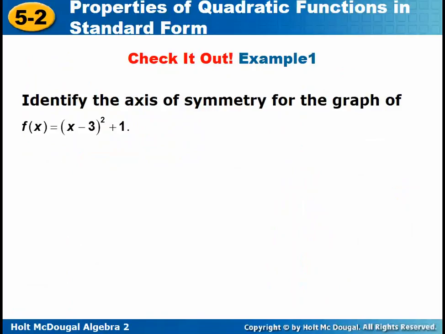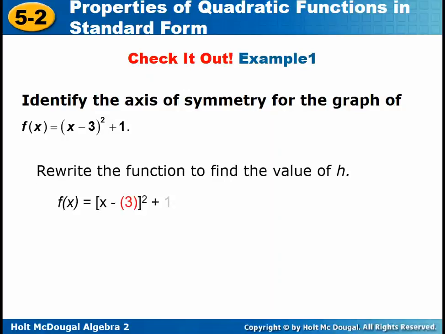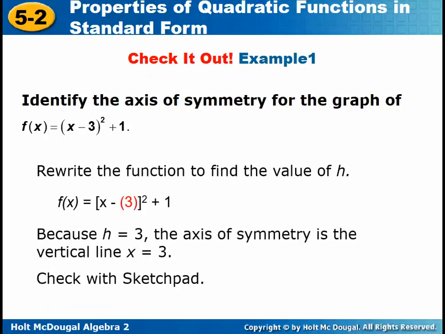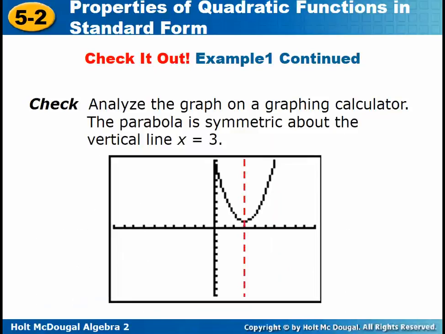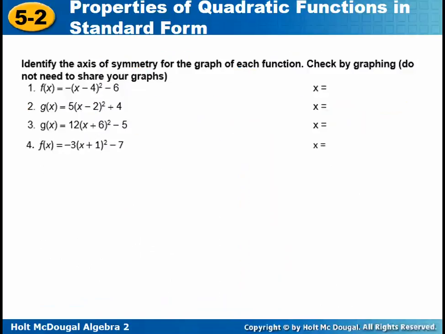Here's another example. h is 3, so the equation of the axis of symmetry will just be x = 3. That's really all there is to writing the axis of symmetry. You can check with either a graphing calculator or with Sketchpad, and you should find that you get the same thing. There is a couple of these that might be a little bit different. Let's see. They're all written in vertex form already. Yep, so there really isn't much to this.